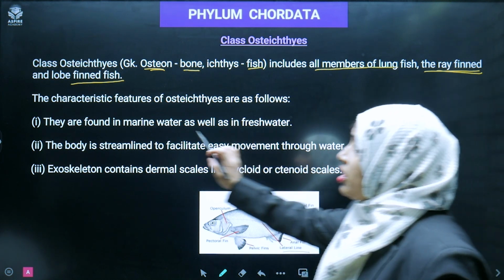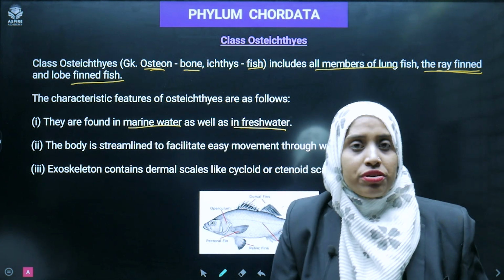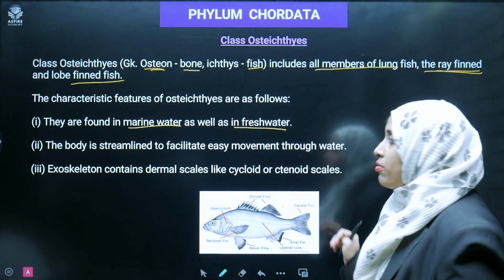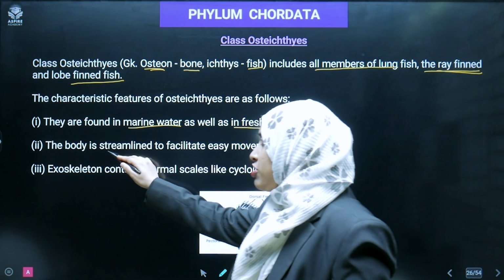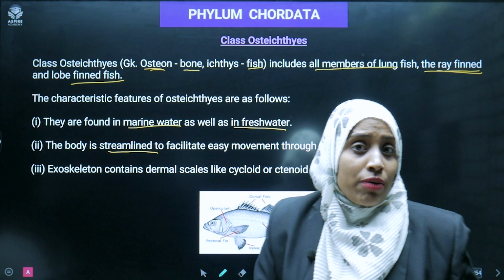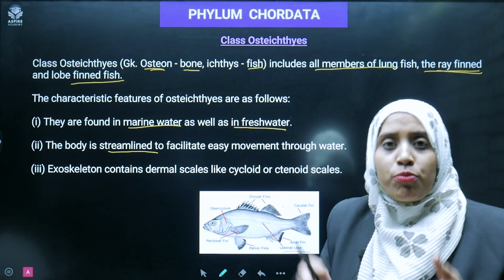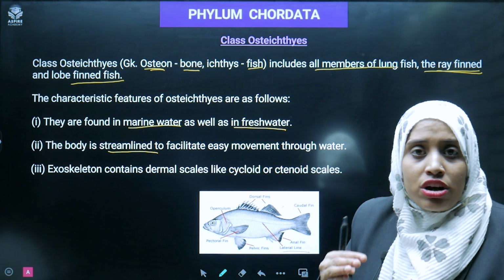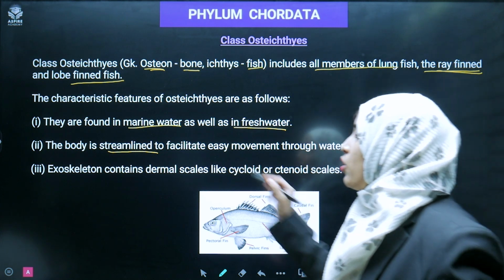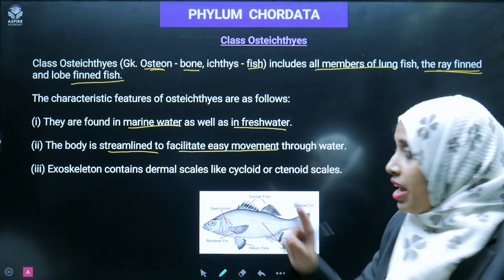Okay, so they are found in marine water as well as in fresh water. Marine and fresh, both waters. The body is streamlined. Whenever fishes are mentioned, streamlined body. Why is the body streamlined? To facilitate movement in the water. So that when they move in water, the water current does not restrict them. So streamlined to facilitate easy movement throughout the water.